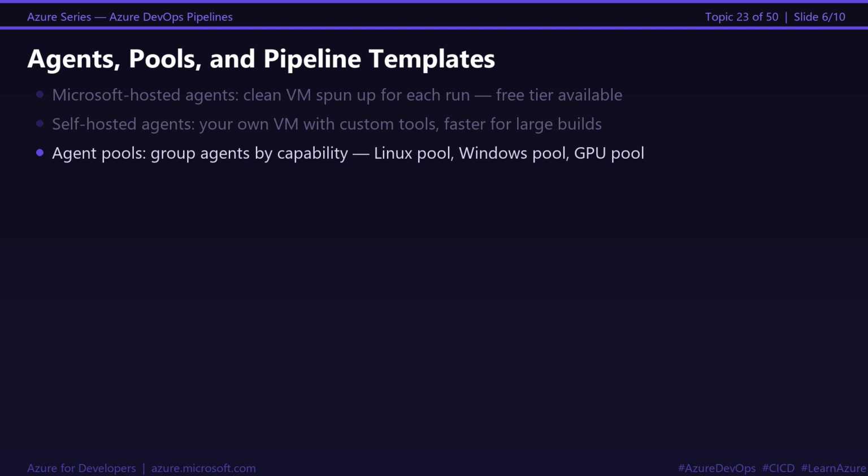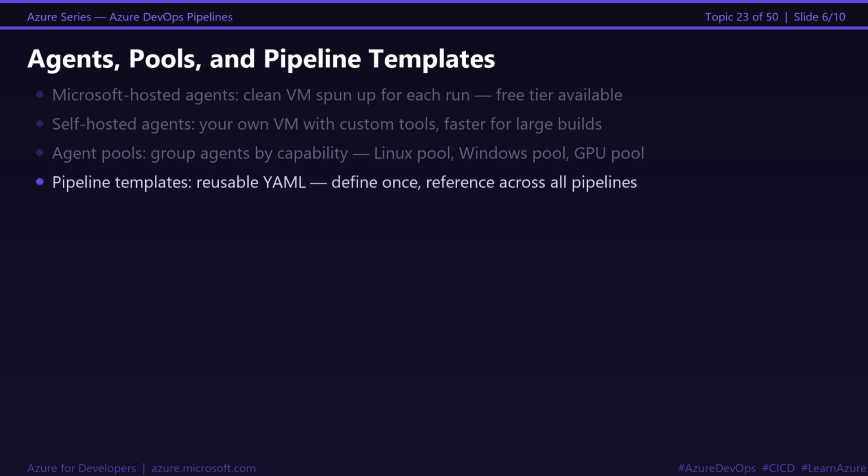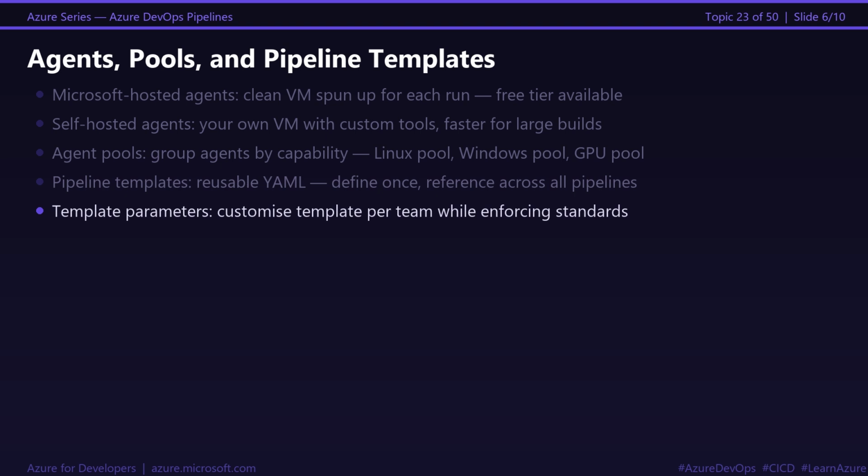And here is the part that scales across teams. Pipeline templates. Define your standard build and deploy process once in a central YAML file. Every team references that template. When you update the template, all pipelines get the update. Consistent standards across 50 teams without manual coordination.